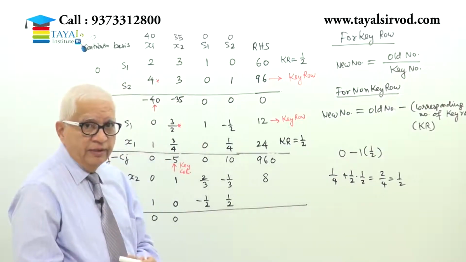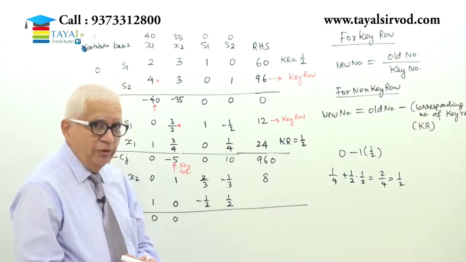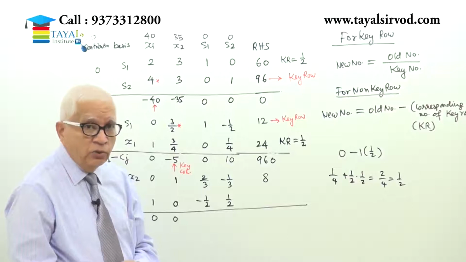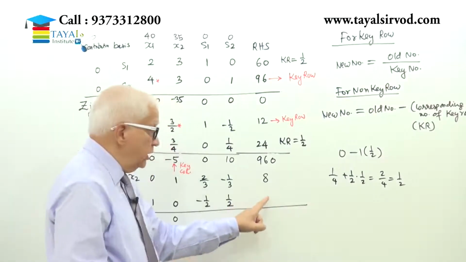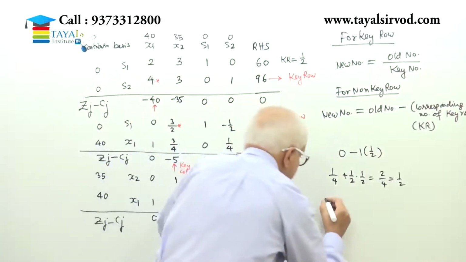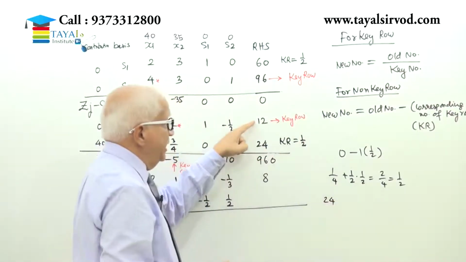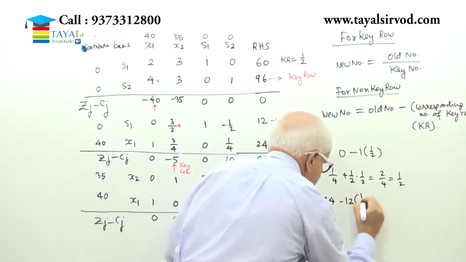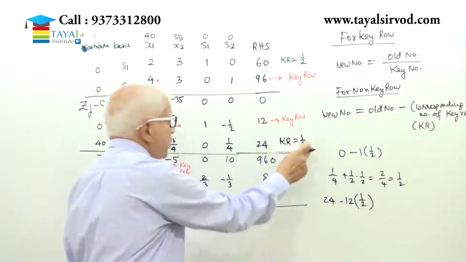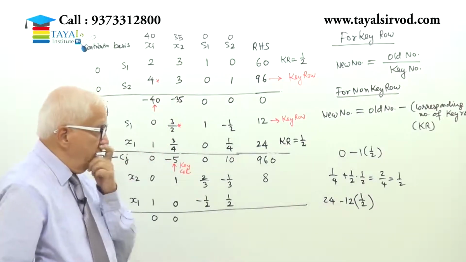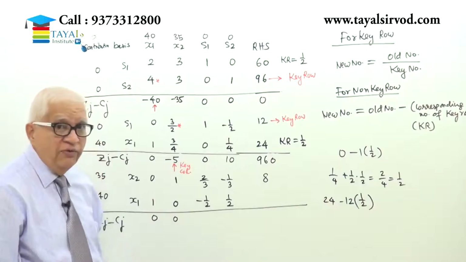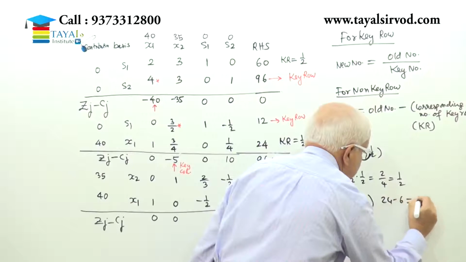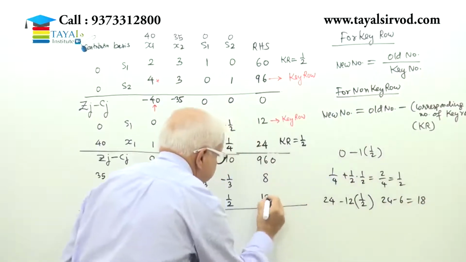Next, last number. Once this last number is done, the table will be almost ready except for the numbers in the index row. So number here, this new number is equal to this old number 24 minus corresponding number of the key row, that is -12, but this term has to be multiplied by key ratio, which is already calculated as 1 by 2. Therefore this is nothing but 24 minus half of 12, that is 6. So 24 minus 6, which is 18, and therefore this number is 18.